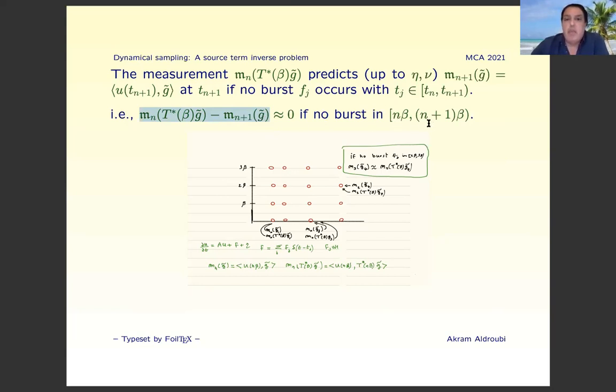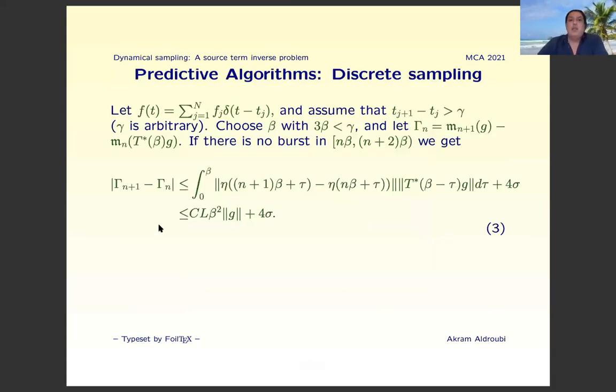So if there is no burst between time n beta and n plus one beta, this difference is going to be small. Otherwise, this difference is going to be large. And so we have to estimate this difference. Again, we have the burst-like term, which is here. And we're going to assume some sort of separation between consecutive bursts. So Tj plus 1 minus Tj is bigger than some constant that's fixed. And so there are two things we need to choose now. One is beta. We have already chosen the frame. So we're going to choose beta so that it's much smaller than this constant right here. So beta is less than little gamma over 3.